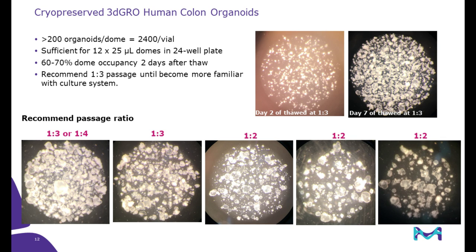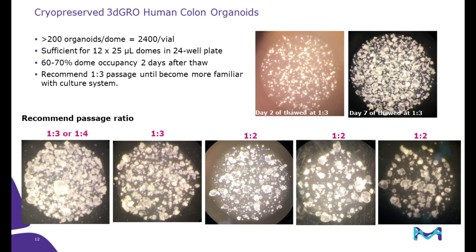For those who do not prefer to go through the differentiation protocol, we also offer cryopreserved human iPS-derived colon organoids and expansion media. Our cryopreserved 3D grown human colon organoids contain about 2,400 organoids per vial, sufficient for 12 times 25 microliter domes in a 24-well plate. Each dome has about 60 to 70% organoid occupancy 2 days after thaw, as seen on the image to the left. By day 7, there are about 90% organoids in each dome.